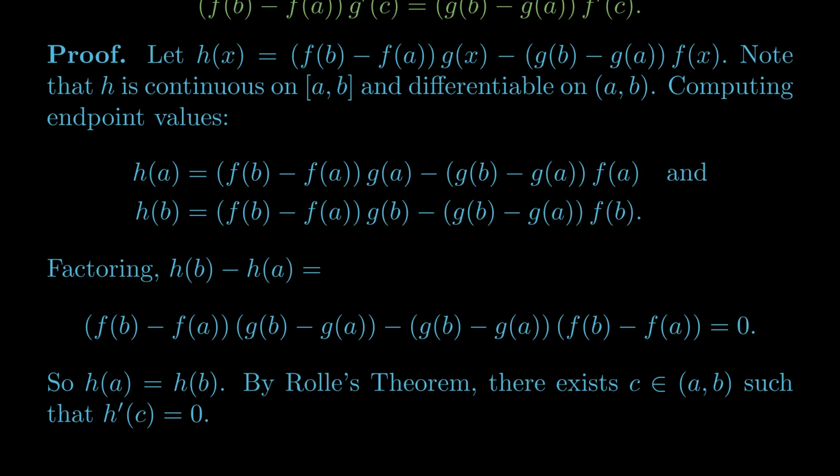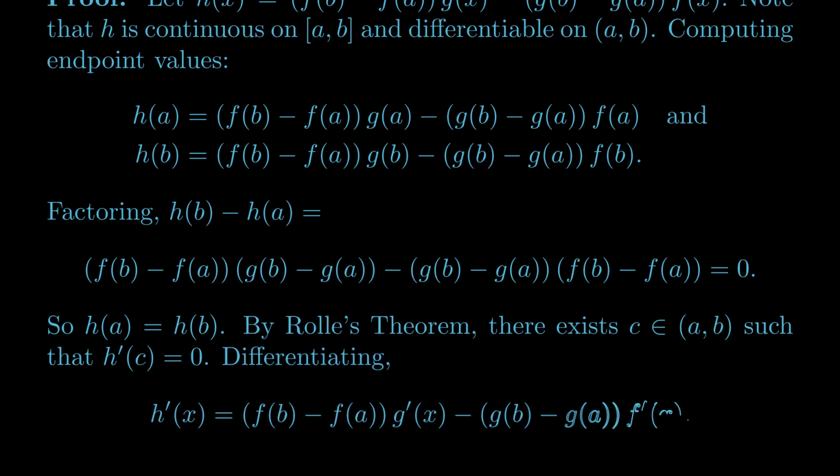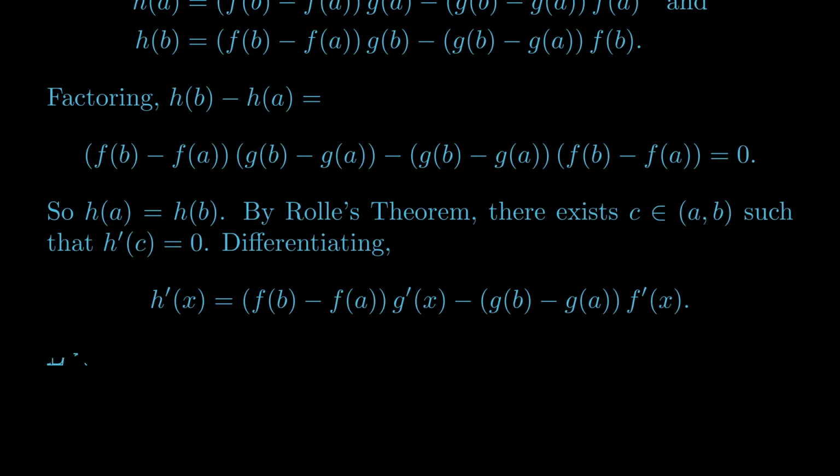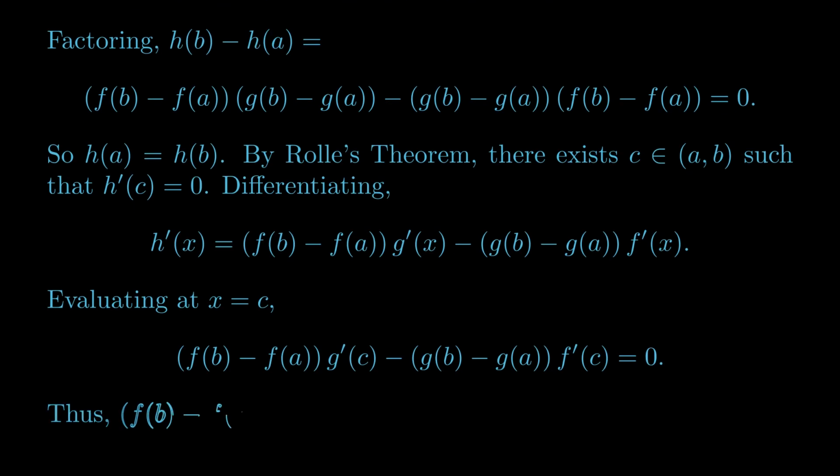Now, just like how we proved the ordinary mean value theorem, we'll differentiate our helper function and evaluate at c. H prime of x equals f of b minus f of a times g prime of x minus g of b minus g of a times f prime of x. Evaluating both sides at x equals c, f of b minus f of a times g prime of c minus g of b minus g of a times f prime of c equals 0, and thus f of b minus f of a times g prime of c equals g of b minus g of a times f prime of c, proving this generalized mean value theorem.